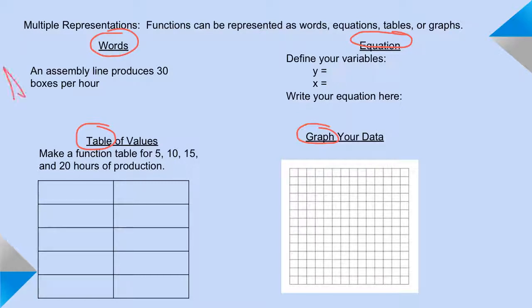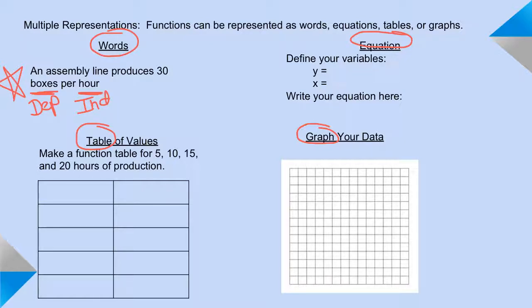All right, so I've got the words for you. For both examples today, I'm going to give you the words. From that, let's think about our variables. We have two things we are comparing. We have boxes and we have hours. And we want to know which is independent and which is dependent. So the number of boxes depends on how many hours this assembly line is going.